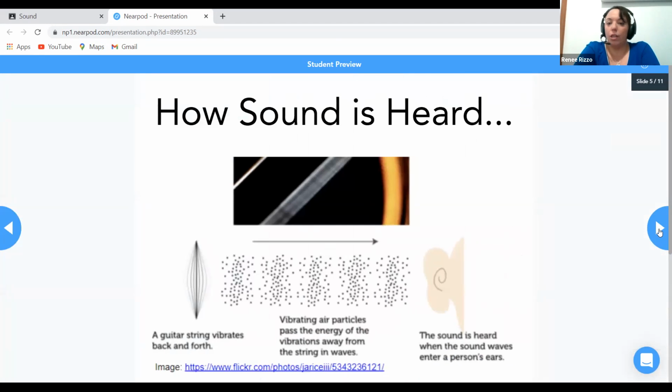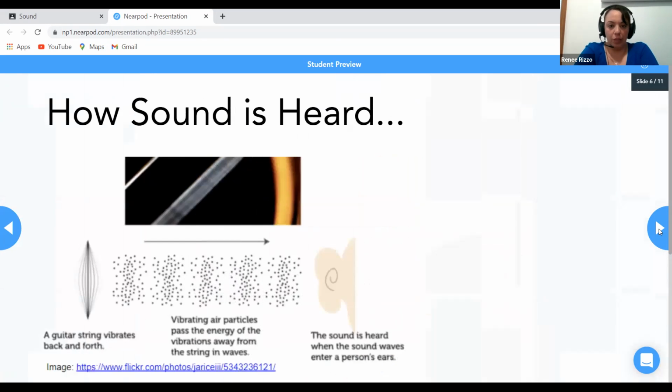How sound is heard, again taken directly from the original lesson. A guitar string vibrates back and forth. Vibrating air particles pass the energy of the vibrations away from the string in waves. The sound is heard when the sound waves enter a person's ears.